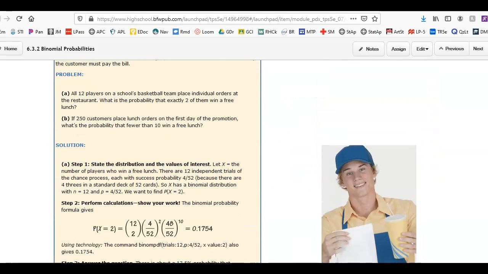Okay. There's a couple more examples here, exactly 2, so that would be a binomial PDF, where I'm just using the formula. I want 2 successes, I want 10 failures. You'll notice these are just complements, these probabilities. This is 12 choose 2.